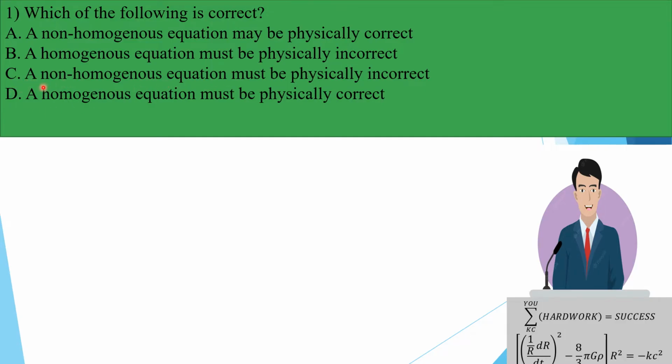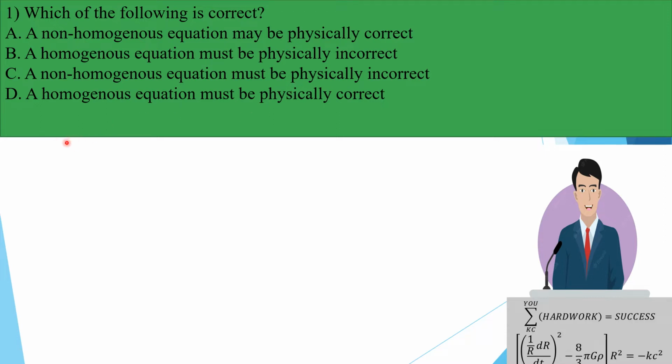C says a non-homogeneous equation must be physically incorrect. Well, if it's not homogeneous, then it must be incorrect, right? Because homogeneity is the necessary condition for the correctness of a physical equation. Whenever a particular physical equation is not homogeneous, that is a sufficient condition that that physical equation is incorrect, right? All right. That's what C is saying there.